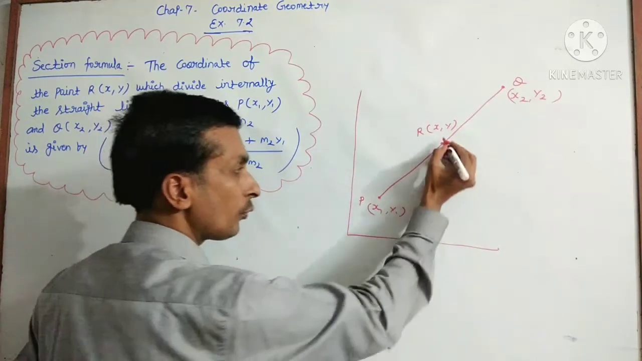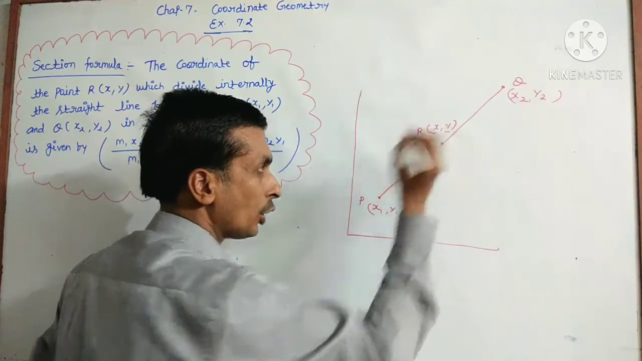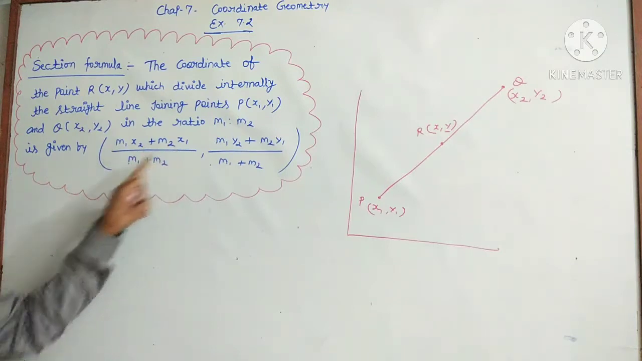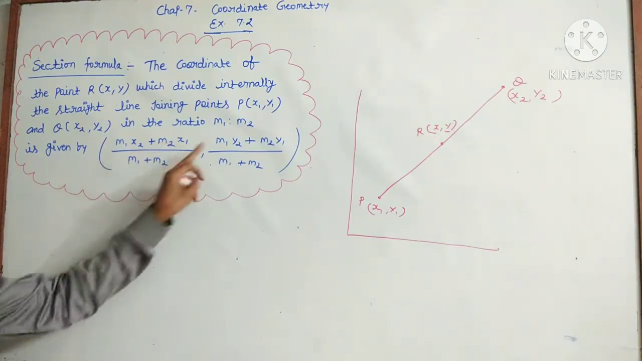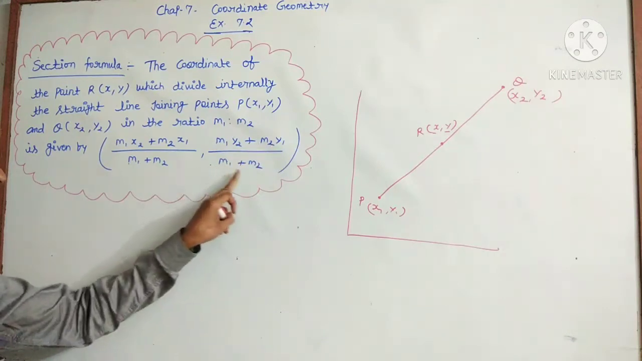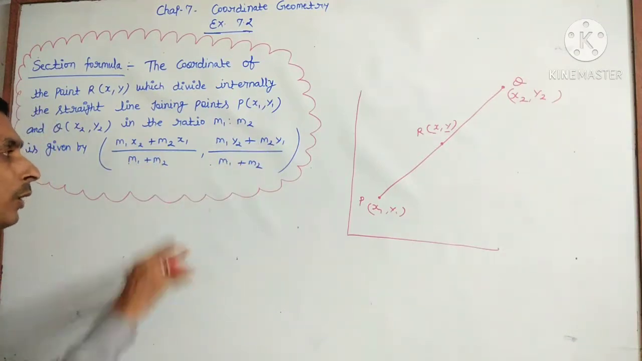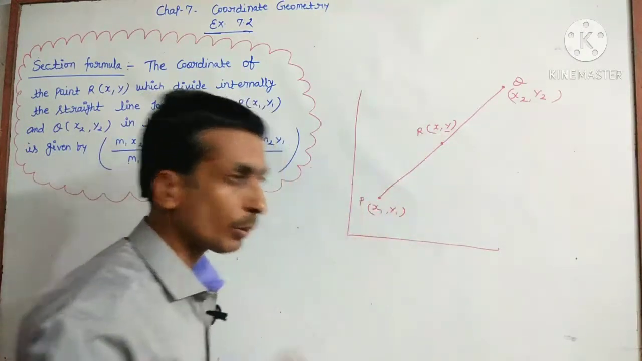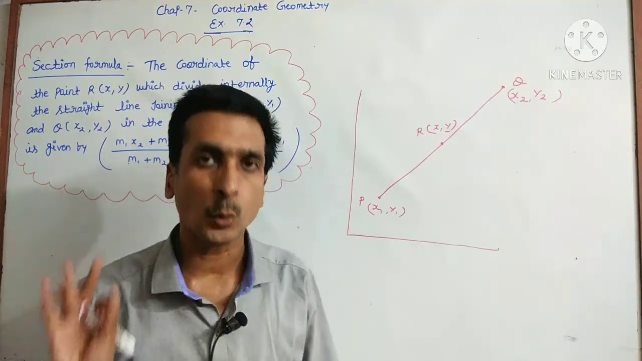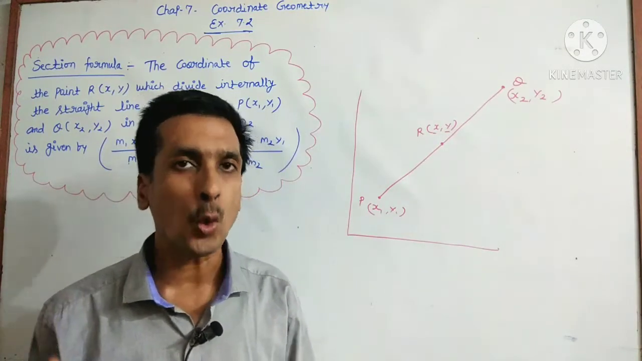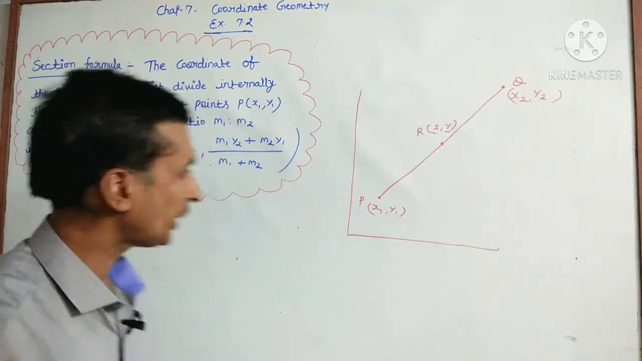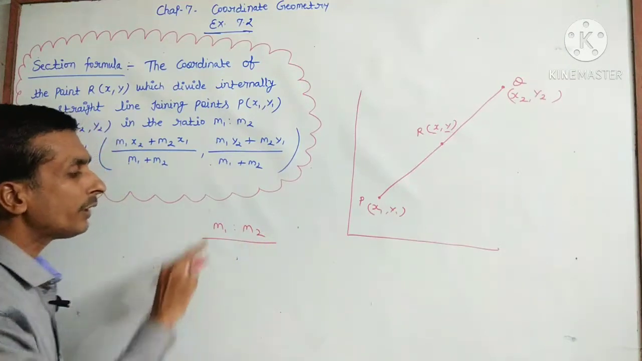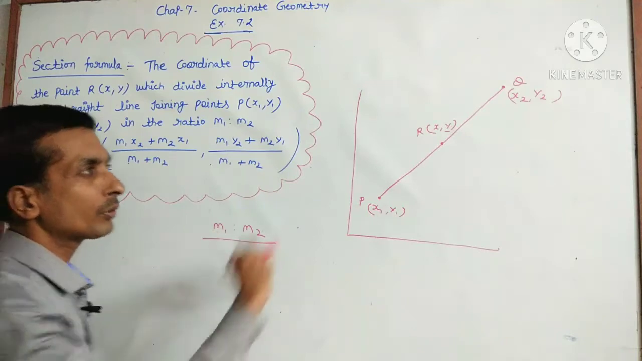Okay, so now if you want to find the value of x and y, we can apply the formula. The formula is (m1 x2 + m2 x1) upon (m1 + m2), and (m1 y2 + m2 y1) upon (m1 + m2). By the help of this formula, you can find out the coordinates of x and y. In such type of question, we have only three things: first, coordinates of P, coordinates of Q, and the ratio given. Ratio means m1 ratio m2. It is given, and then by the help of this, you can find out the value of x, y.